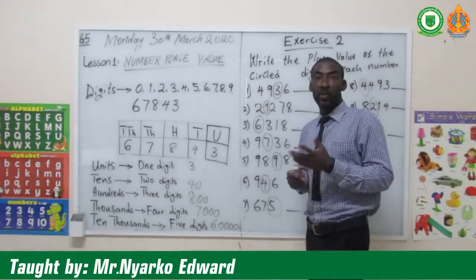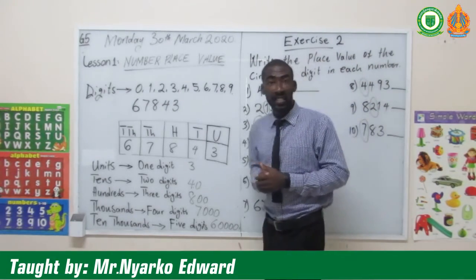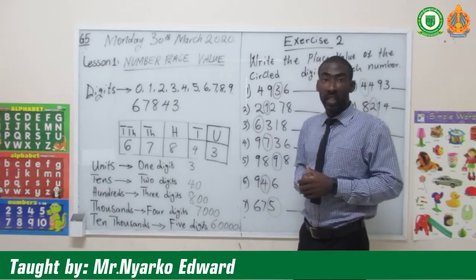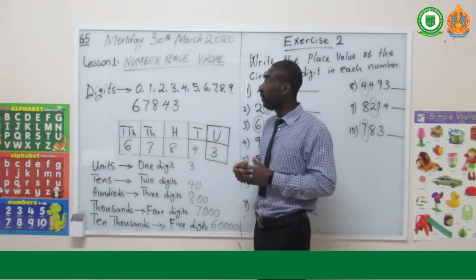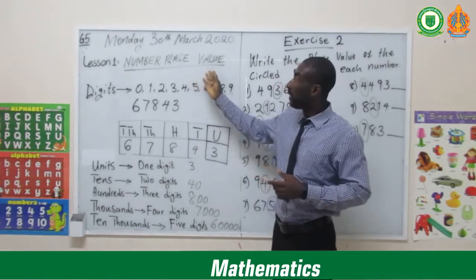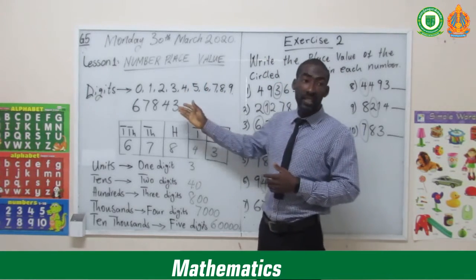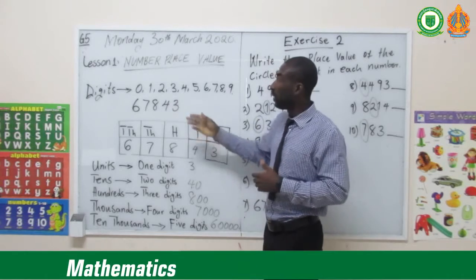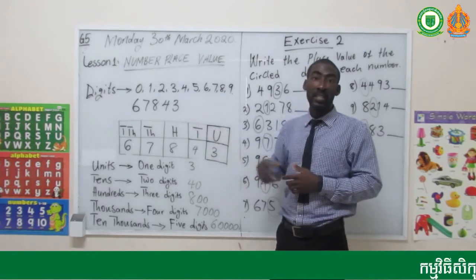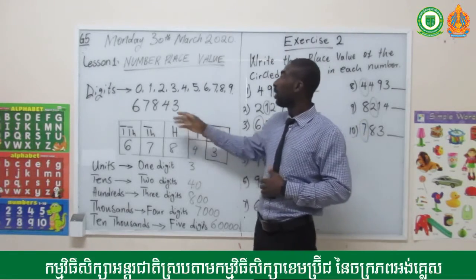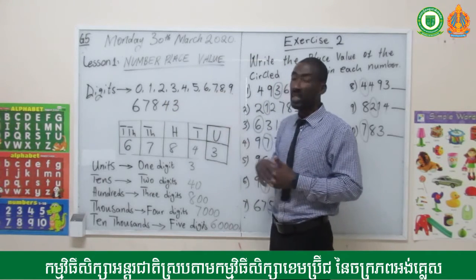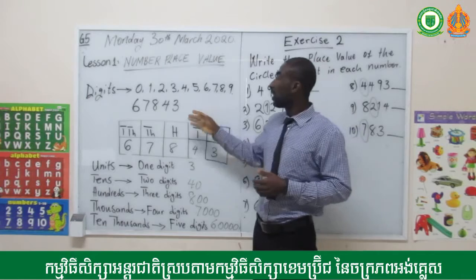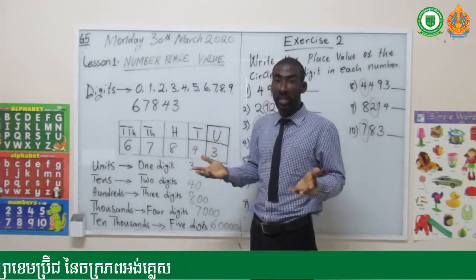Welcome back. I hope you are following the lessons very well. To do a quick review of what we have studied so far, we are looking at number place value. We look at digits. We've been able to identify the individual digits that we have. We have 10 different digits from 0 up to 9. These are your digits. And digits are used to build large numbers.